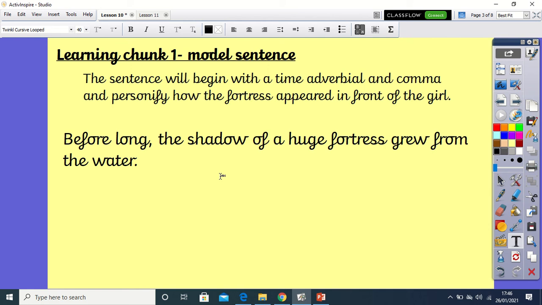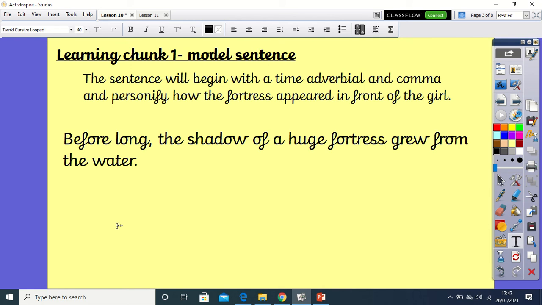And if, again, you're wanting to think about deep in the moment, you might think about, well, what is the water like? You might say, the shadow of a huge fortress grew from the crystal clear water. Because we're still trying to keep it quite positive, aren't we, in terms of her journey along at this moment in time. So pause the video here.